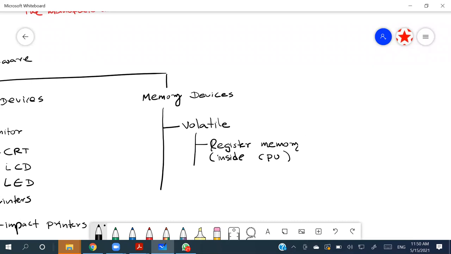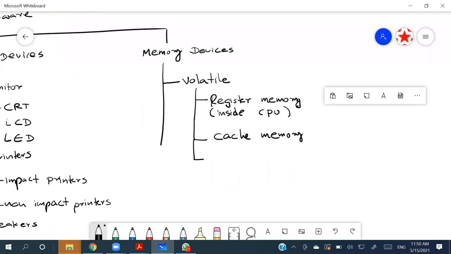And the next is the cache memory. In modern processors, cache also resides in the CPU. And the RAM, or what you call random access memory.